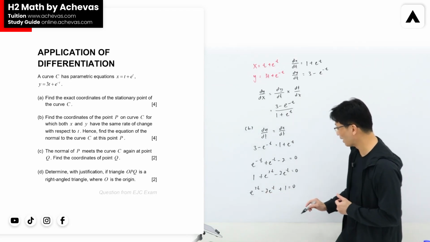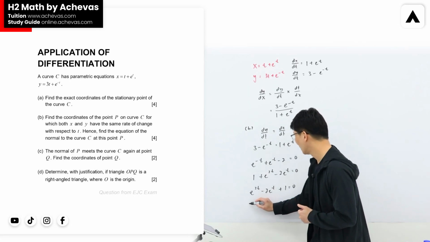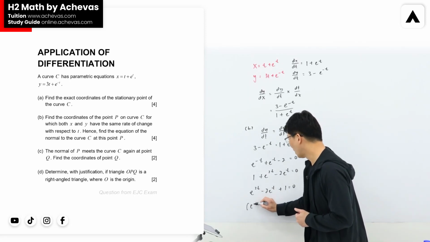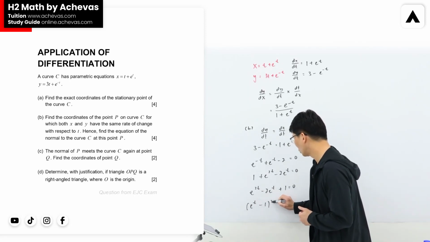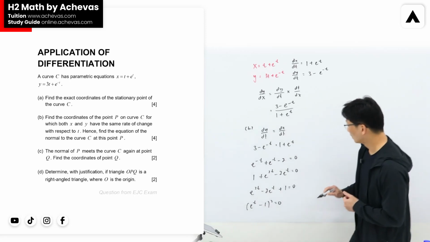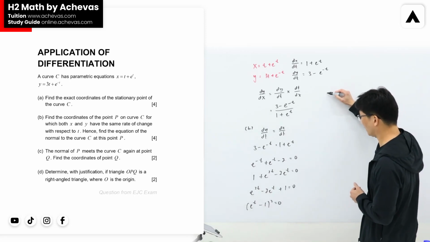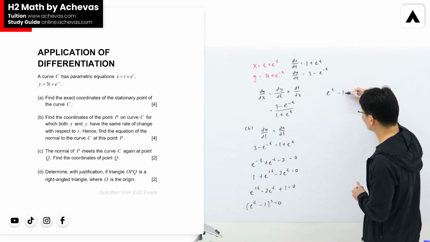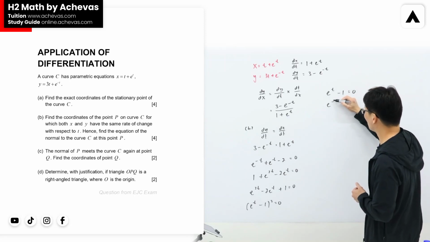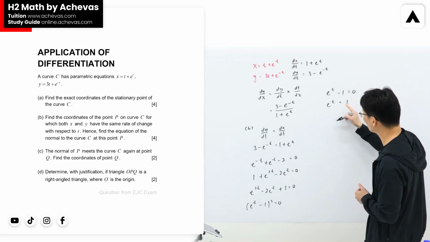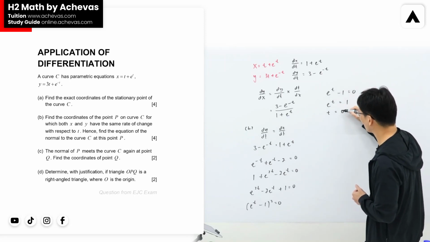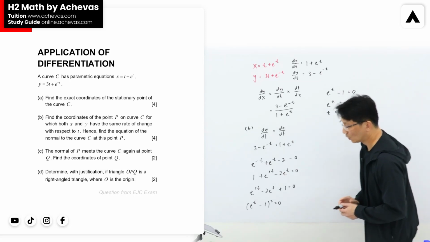I don't think I need to use our calculator to solve this. I will have (e to the power of t minus 1) squared equal to 0. So from here, we will have e to the power of t minus 1 equal to 0, e to the power of t equal to 1. Taking ln on both sides, I will be able to solve t equal to 0.